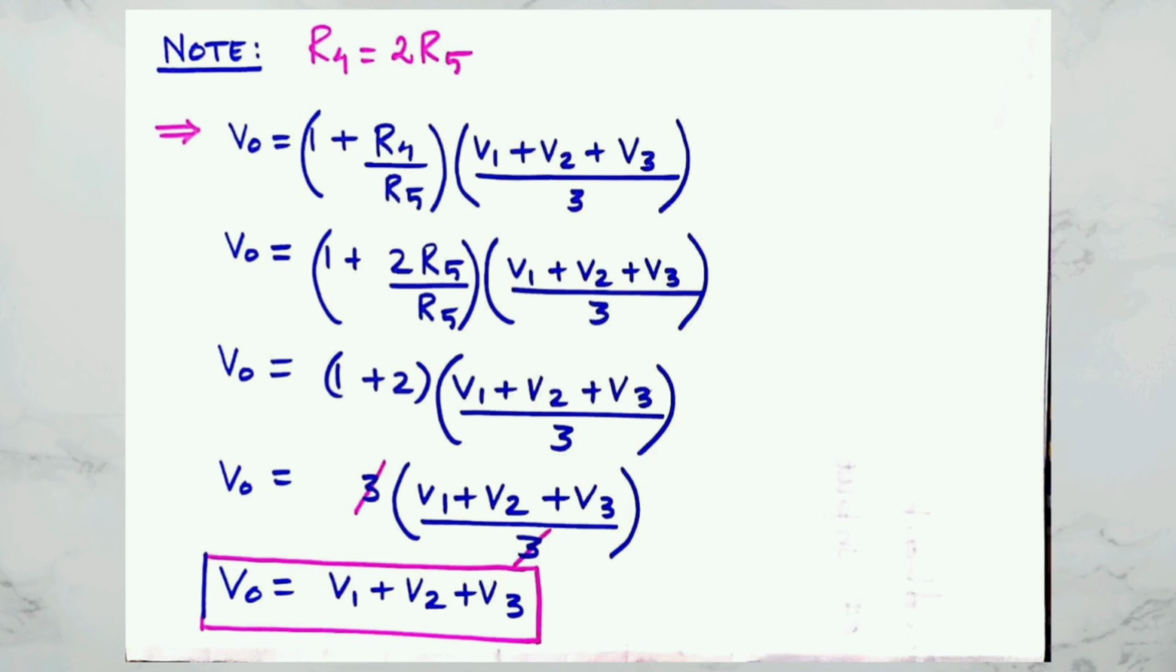Now suppose we have 4 input voltages. So to achieve 4, what can we consider for the feedback resistor? The feedback resistor will be 3 times the input resistor. So when it is 3 times the input resistor, we get 4 and 4. Your 4 and 4 will get cancelled and finally your output voltage will be equal to V1 plus V2 plus V3 plus V4. So that is about your non-inverting summing amplifier.